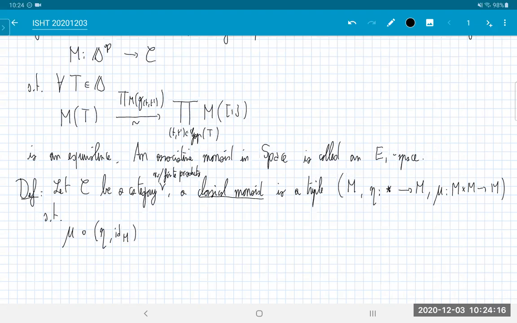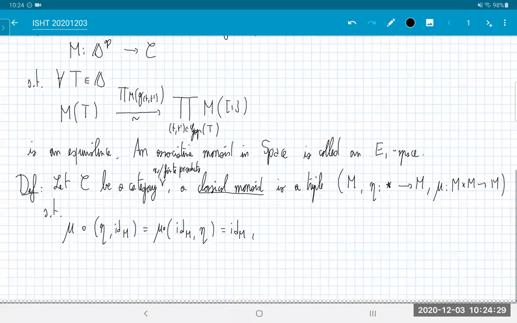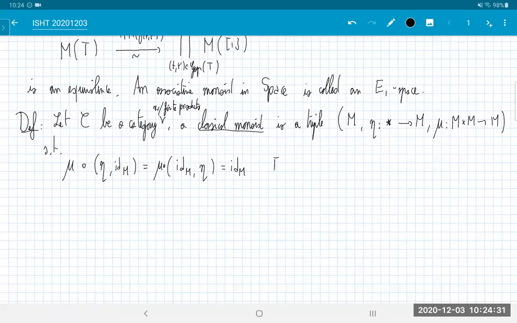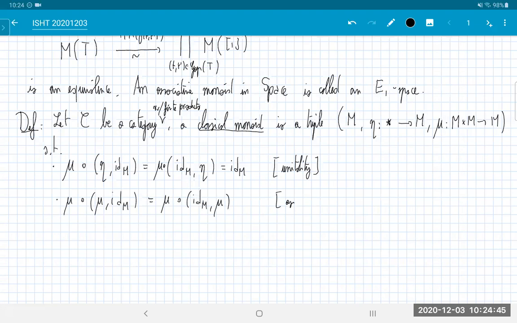Oh, sorry, I'm writing it for the identity. It's mu composed with eta is the identity, and that's unitality. So we can write it, and mu composed with (mu, identity) equals mu composed with (identity, mu), and that's associativity.